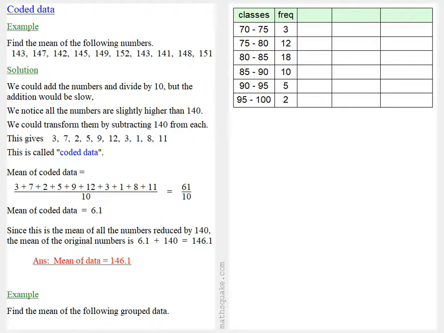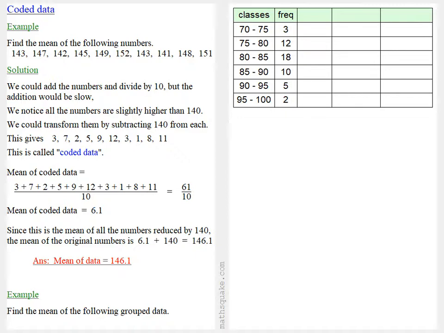Let's look at another example. Find the mean of the following group data. Now this time we're given some classes going from 70 to 75, 75 to 80, 80 to 85 and so on, and we're told the frequencies 3, 12, 18, 10, 5 and 2.